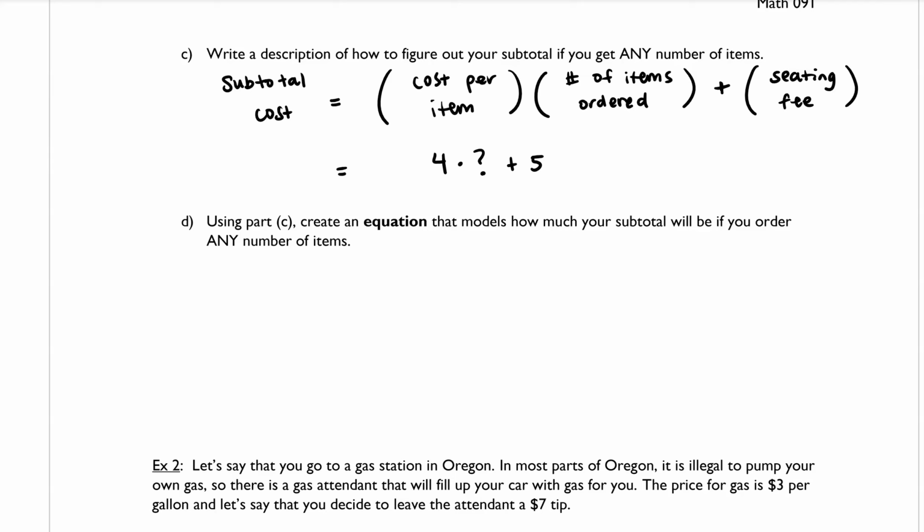Part D says, using Part C, create an equation that models how much your subtotal will be if you order any number of items. This question is very similar to Part C, but we want to use variables because we often use variables in mathematics. And so you might be familiar with this, y equals 4x plus 5. That looks a little bit more complicated than what we wrote above, but really the variable y just represents our subtotal. And the variable x just represents the number of items ordered.